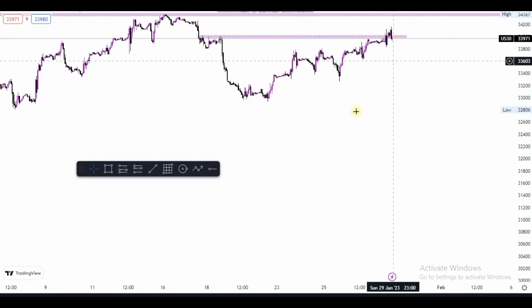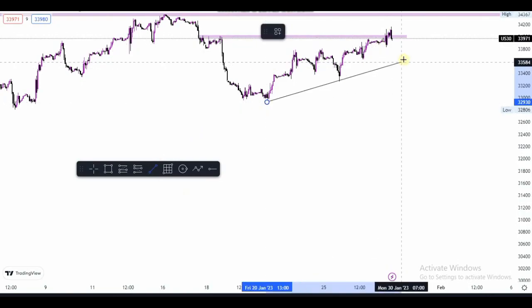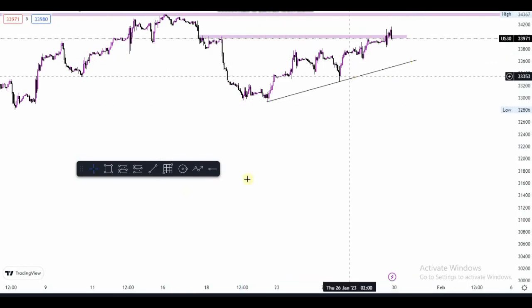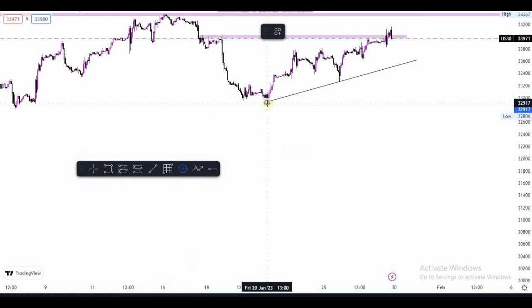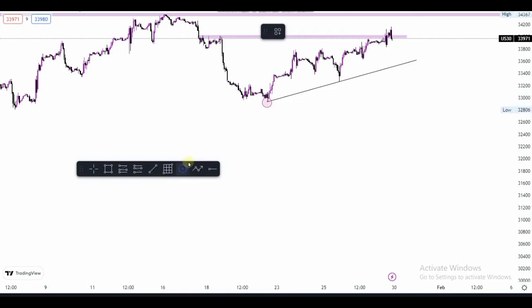But also look at this, the market made a first touch and then a second touch right there, and then we might be looking to make our third touch. This is what I mean. We have our first touch here, then we have our second touch here, then might be looking to make our third touch right there.